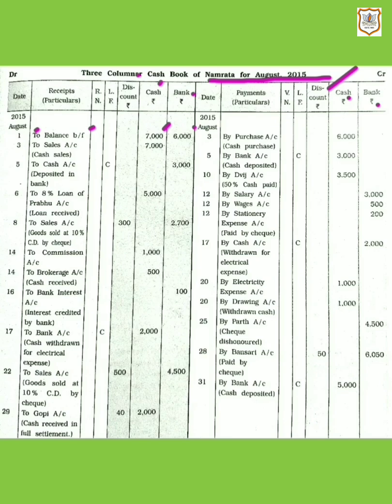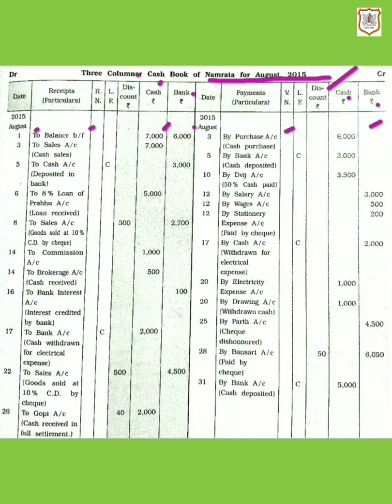Now, date 3rd, cash purchase of rupees 6,000, cash sales of rupees 7,000. So here on the same day, 2 transactions have taken place. Here, first is cash purchase. As it is cash purchase, that means we must have made payment of rupees 6,000. So as payment has been made, we will record it on the credit side or payment side of the cash book in the cash column 6,000, and in the particulars column we will write By Purchase Account.